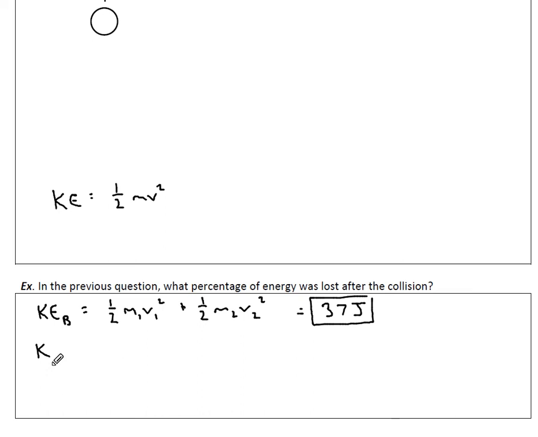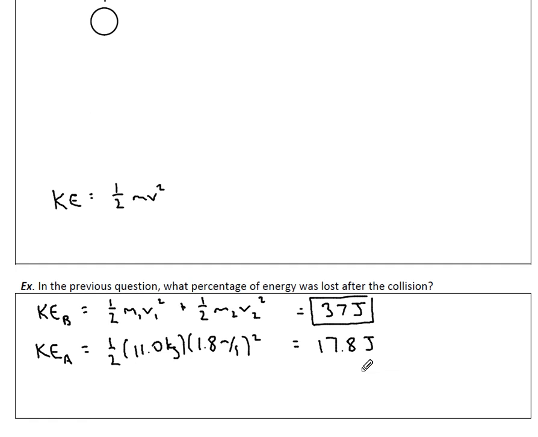And then look at afterwards, later on. So before and after, 1/2 mv squared. In this one, we know our combined mass was 11 kilograms. And we found that afterwards, it is moving with a speed of 1.8 meters per second. And we're going to square that. So we plug this in, we get around 17.8 joules.